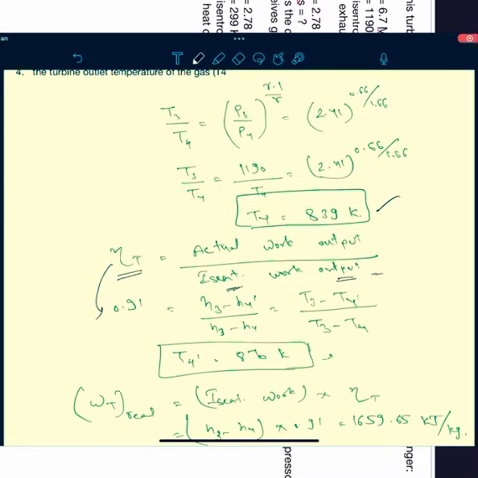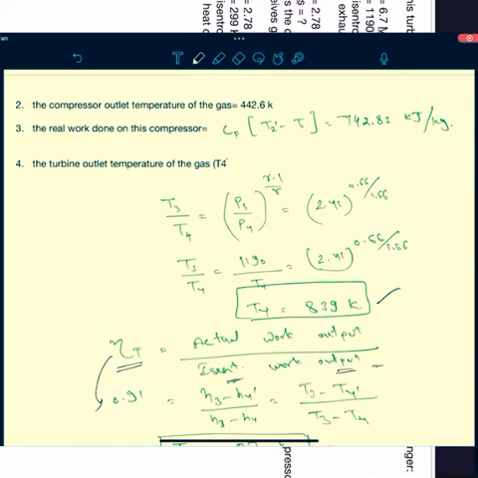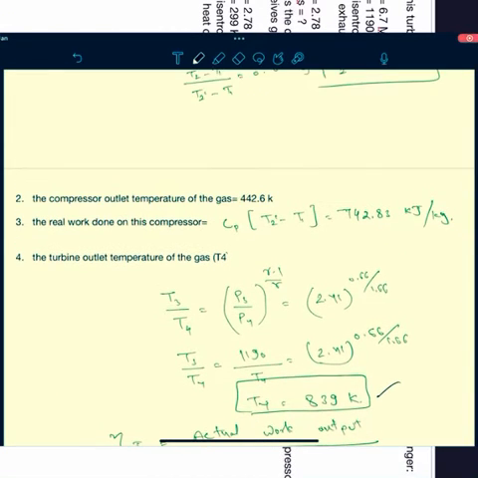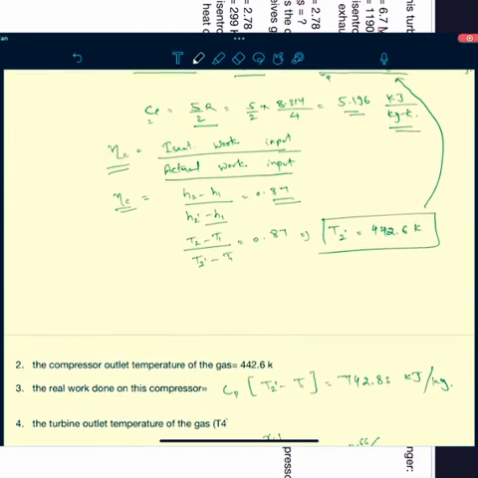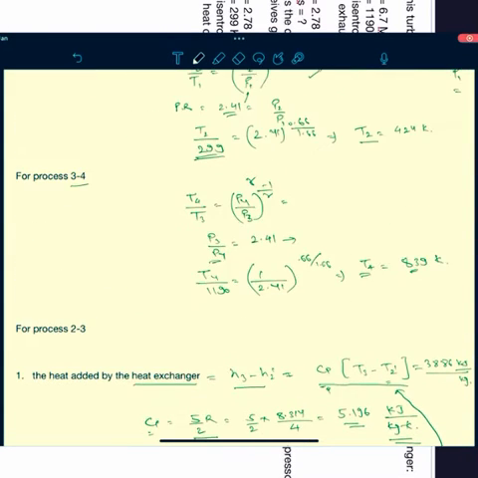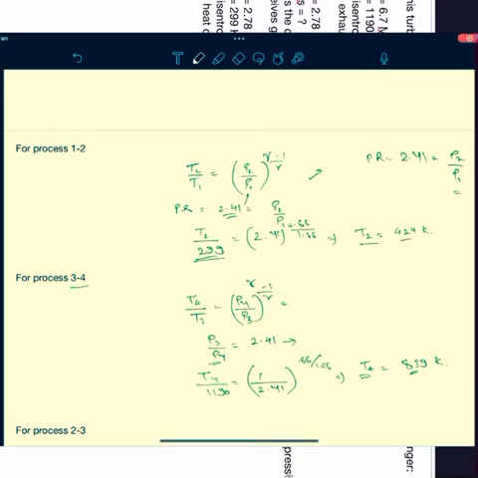So H3 minus H4' upon H3 minus H4. H3 minus H4 is the isentropic work. So T3 minus T4' upon T3 minus T4. So T4' will come out to be 870 Kelvin. So we see that the isentropic T4 is 839 Kelvin and that T2 is 424 Kelvin.